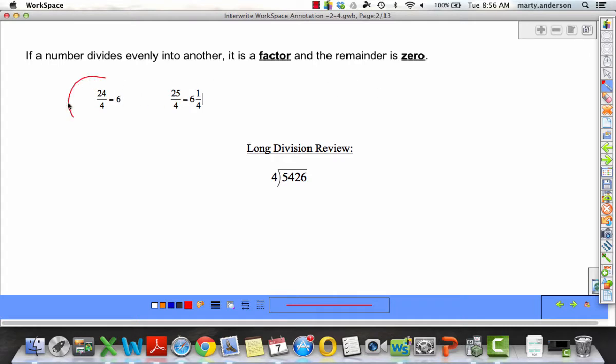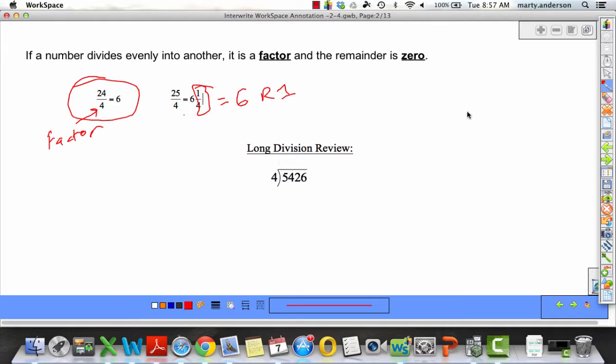So if you look at something as simple as 24 divided by 4 equals 6, 4 is a factor of 24 because it divides it evenly, no remainder, whereas I get this 1/4 over here. Sometimes when you did this back in the day, 25 divided by 4 we could have said was 6, and then we had a remainder of 1. That was another way to look at it. So 4 is not a factor of 25 because it does not divide it evenly. The remainder is not 0.